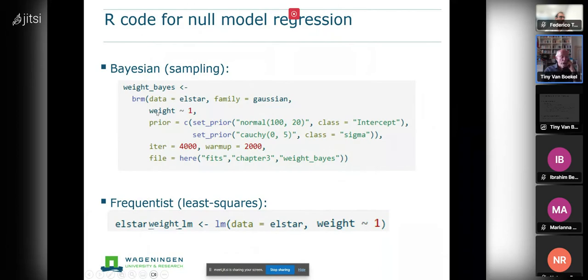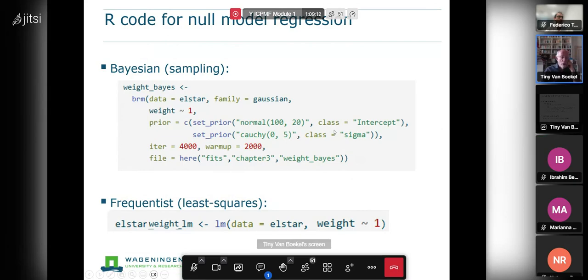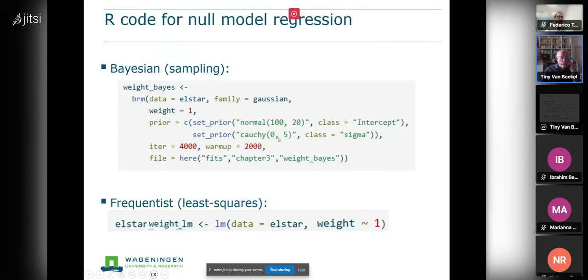Then I want to do regression for weight. I just have weight. So there's this one here means only give me the mean and the standard deviation. And I have to set the priors. And I mentioned before, I gave a very wide prior for the mean and the intercept. And I give a prior for the standard deviation sigma.